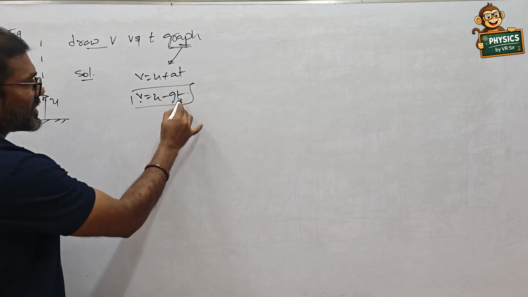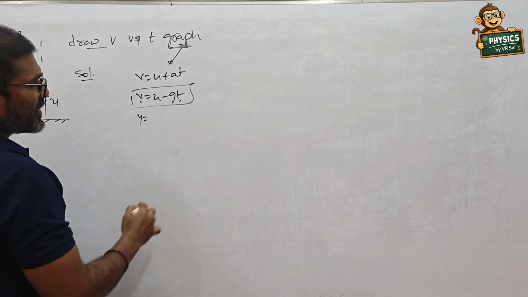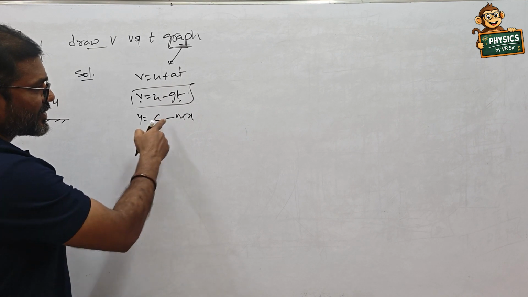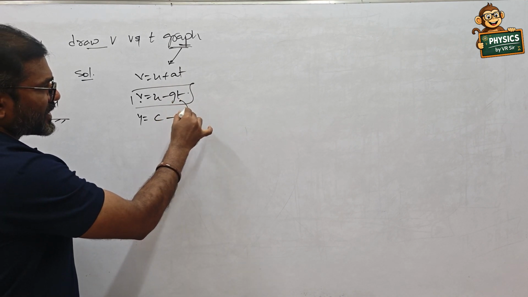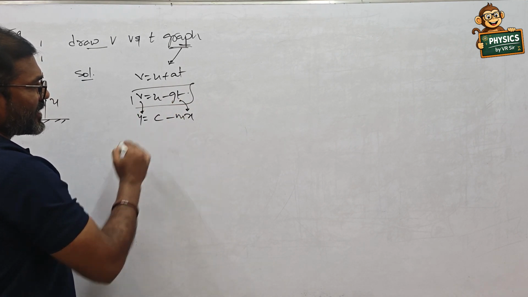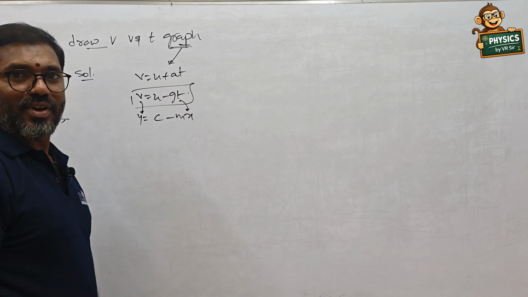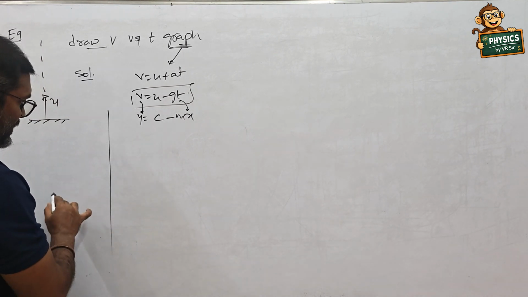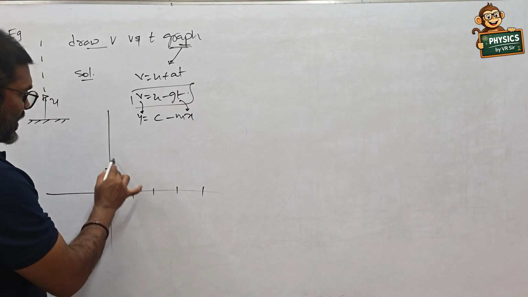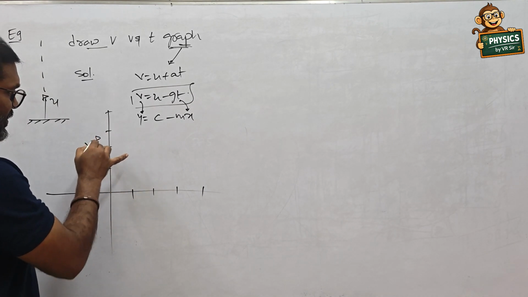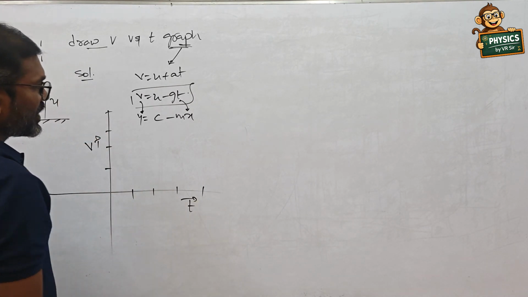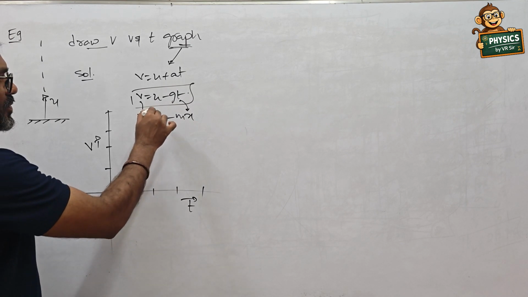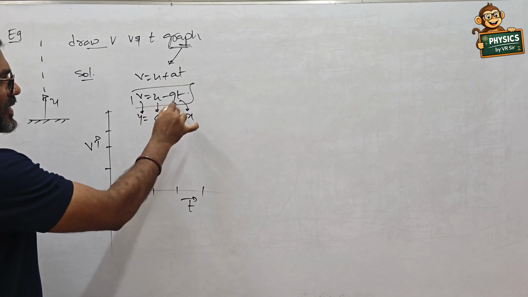Now velocity versus time is of the form y = -mx + c, isn't it? Time is on the x-axis, velocity is on the y-axis, and the graph is of the form y = -mx + c. This is time and this is velocity. It has a positive y-intercept and a negative slope.